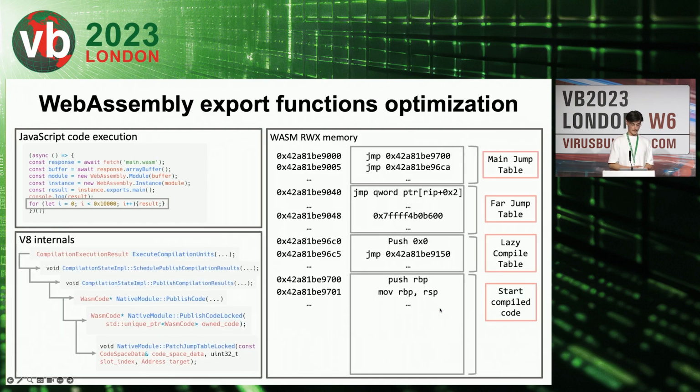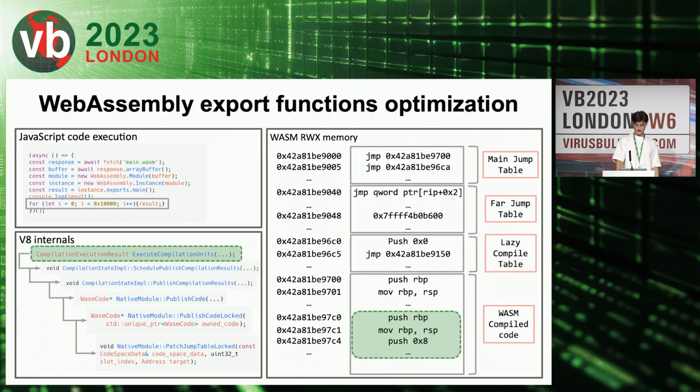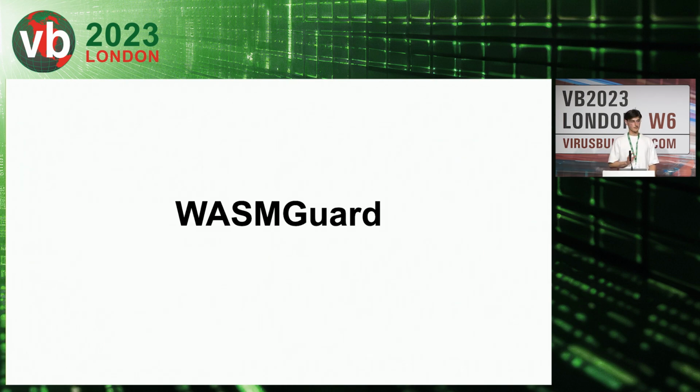And the second thing that can happen is that Turbofan optimizes the baseline code. When this happens, some newly optimized code will be compiled into that RWX memory, and also the jump table needs to be patched with the newly optimized code address. So that's pretty much it for the V8 WebAssembly internals.